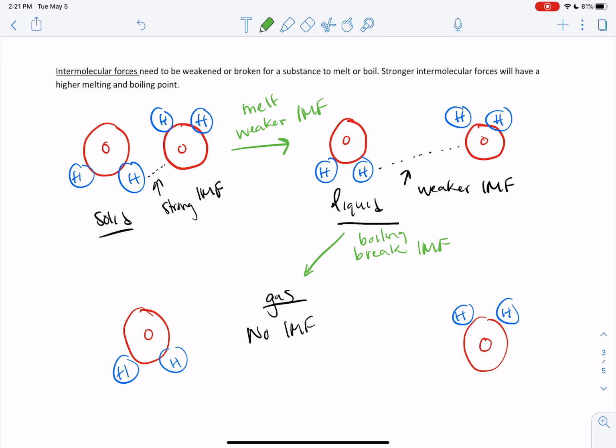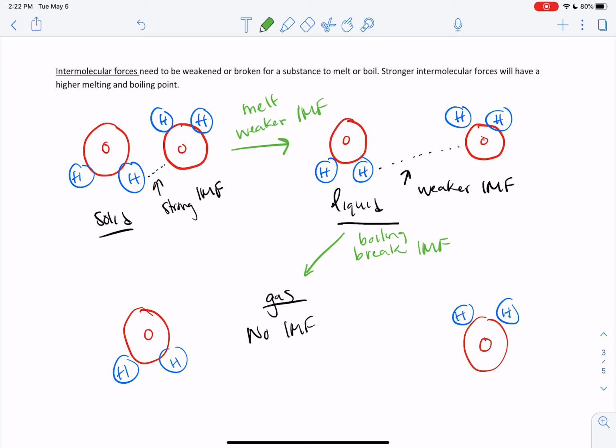So in order for something to melt or boil, you need to weaken these intermolecular forces. As a result, if you have a stronger intermolecular force, you are going to have a higher melting point and boiling point. So for example, if you have something with strong intermolecular forces like water, it's going to take more energy to break those apart to melt or boil it. But if you have something with only weak intermolecular forces to begin with, like nitrogen, it's not going to take that much energy to break them apart. So it's going to have a lower melting and boiling point.